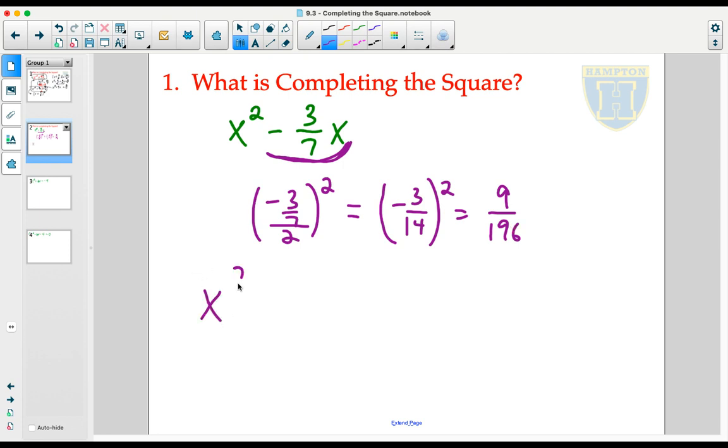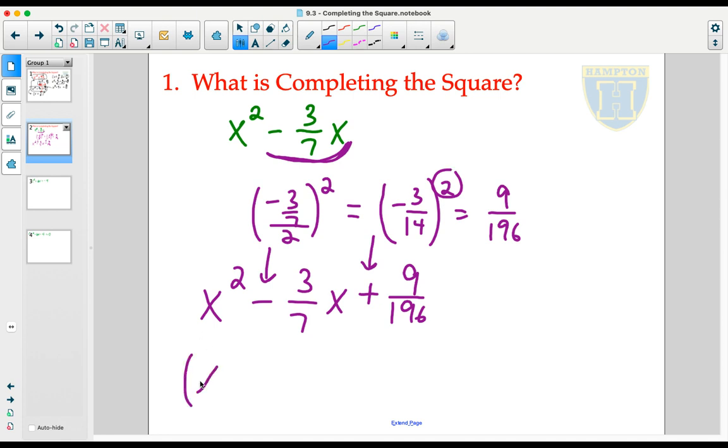Remember, because these are perfect squares, we're okay if the linear term has a negative sign in front of it. But if we go through this step of completing the square correctly, our final term, that constant term at the end, should always be positive. And it's this square right here that makes that happen. Factoring this final expression, we have x minus 3/14 squared. And that would be the finished version of completing the square.